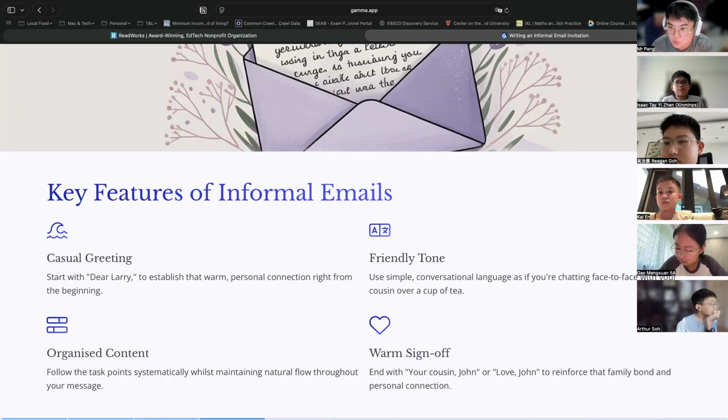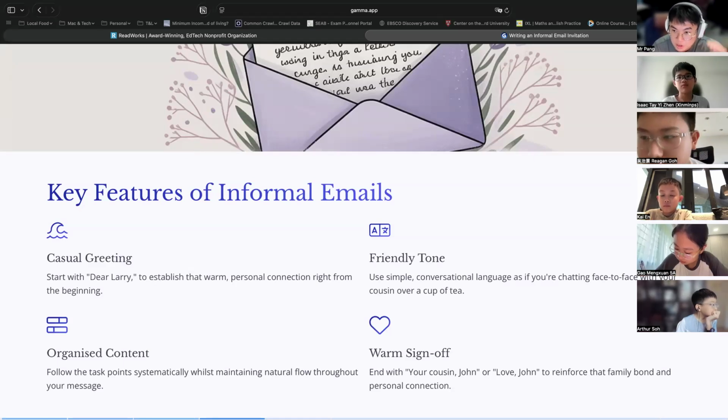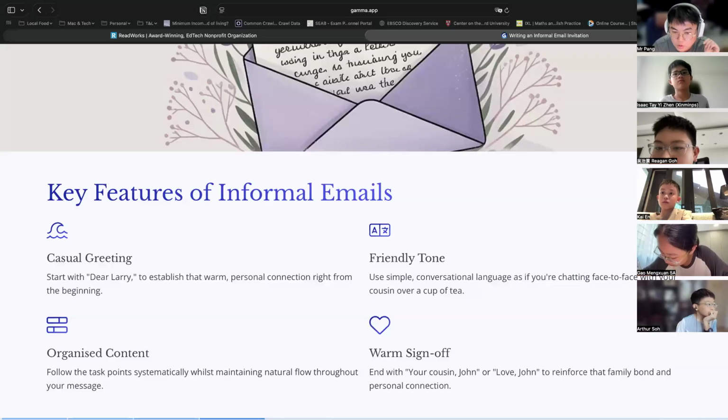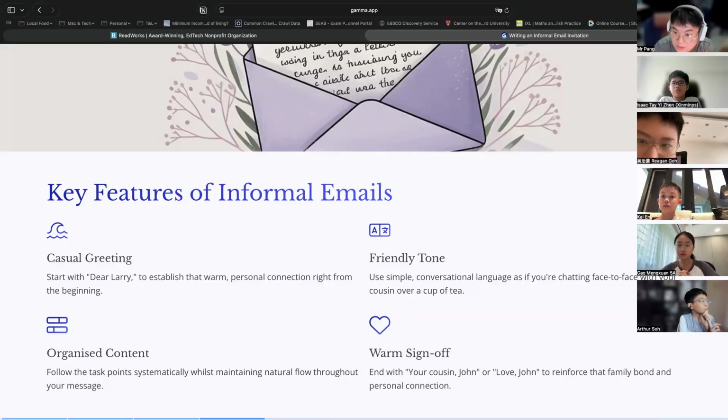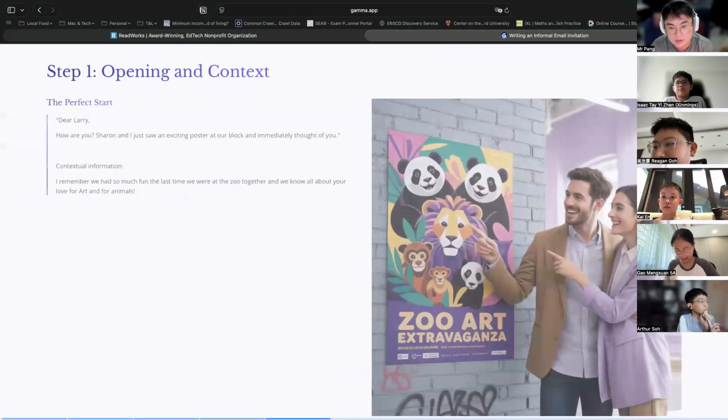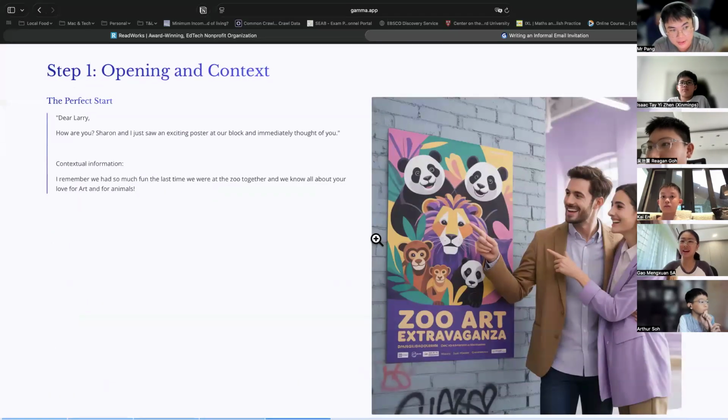Then you want to organize your points. Usually, I advise my students to follow the bullet points. There's no need to rearrange. Just follow the order of the bullet points, and you should be quite safe. And then you finally end off with "Your cousin" or "Love" or "Best regards." In an informal email, it's very relaxed. But of course, you can also use "Yours sincerely," right? That's the universal one that you all can use. So the opening context, okay?